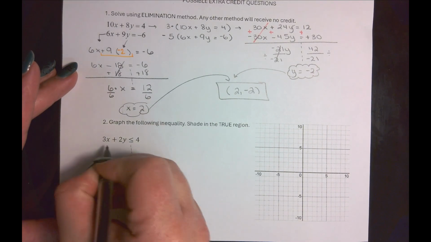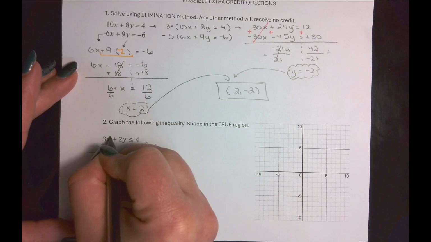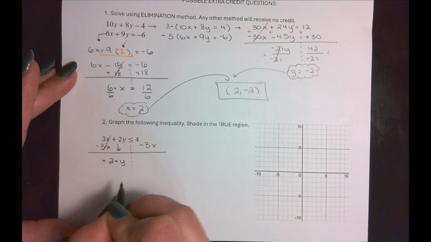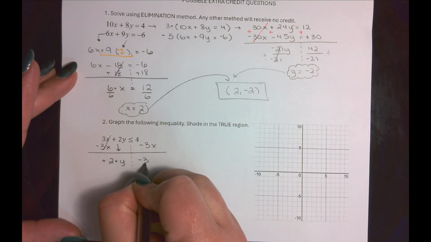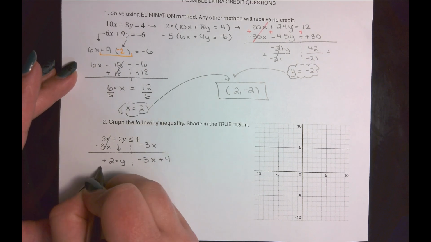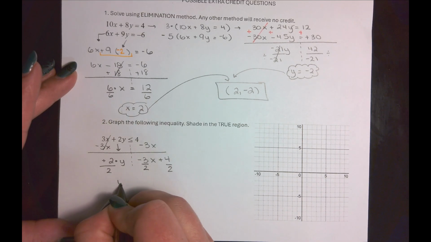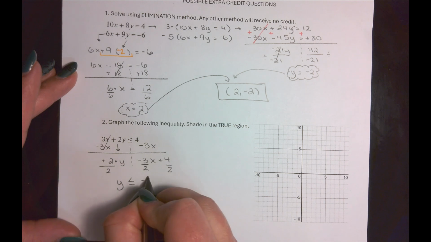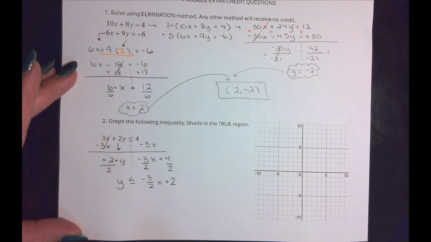Dotted line, I'm going to subtract 3x, bring down the 2y. Now this is a positive 2y, so be careful if it's negative. Sometimes you will need to switch the sign. Here it is positive. Divide by 2, divide by 2, divide by 2. Because we are dividing by a positive 2, keep the original inequality symbol. And now we're ready to graph.